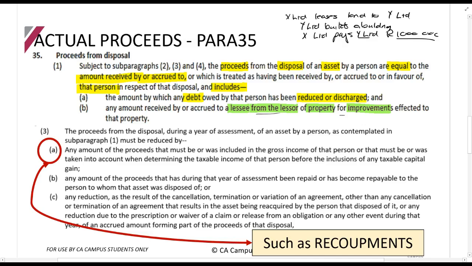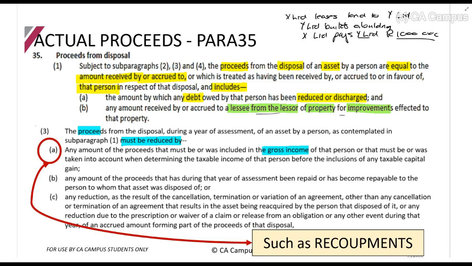Then we are going to look at paragraph 35(3)(a). The proceeds from the disposal during the year of assessment of an asset by a person must be reduced by the following amounts. The most important is (a), and that's the one we're going to talk about. Any amount of the proceeds that must be or was included in the gross income of a person or taken into account when determining the taxable income of that person.